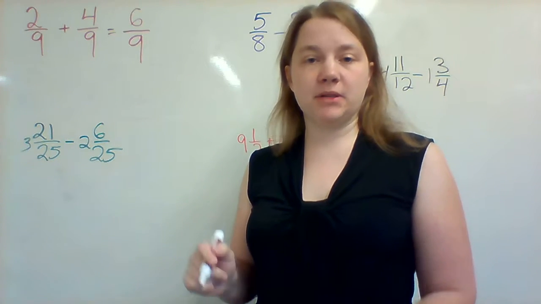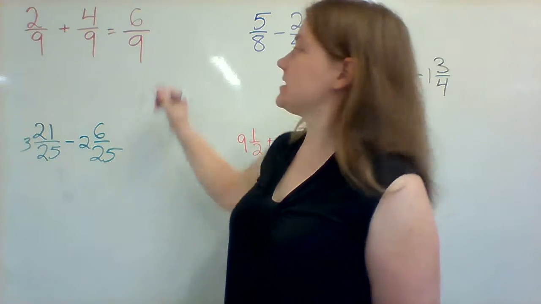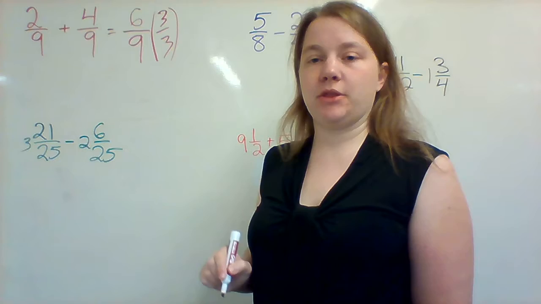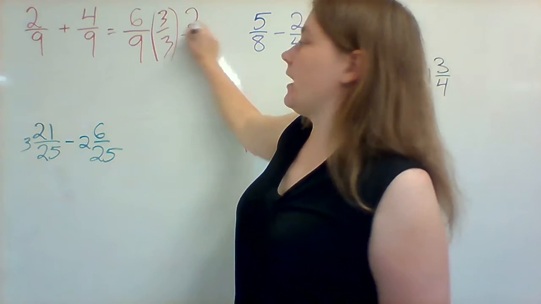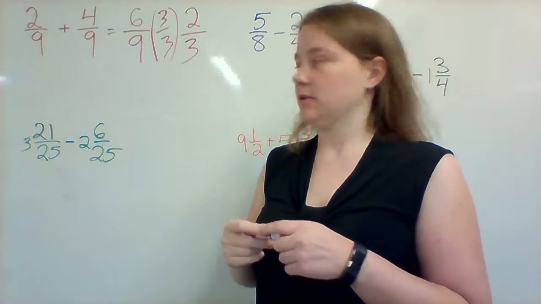Except that's not my complete answer because I do have to simplify. So I'm going to look at 6 over 9 and know that I can divide by 3 over 3. 6 divided by 3 is 2. 9 divided by 3 is 3. So my final answer is 2/3.